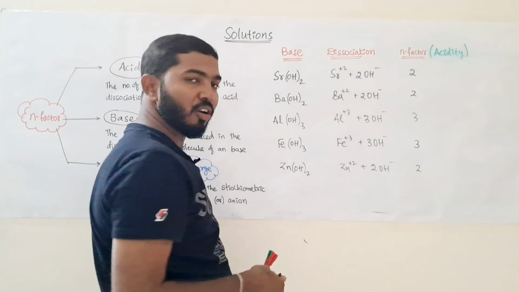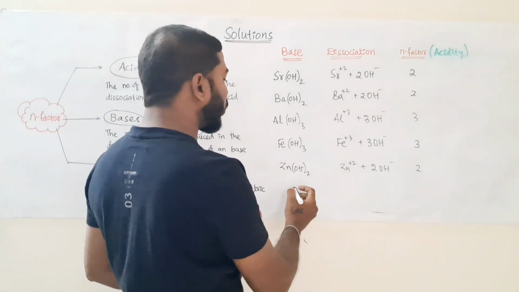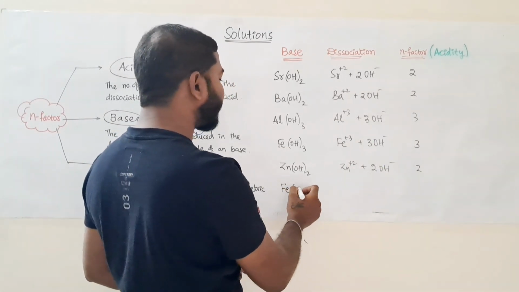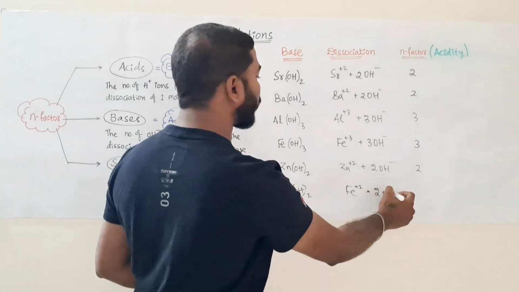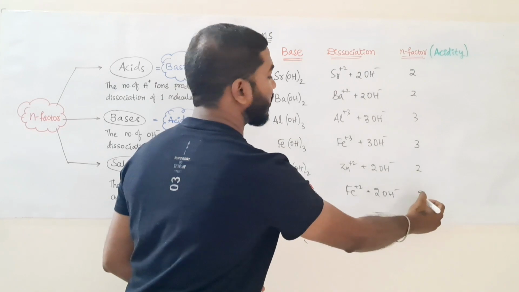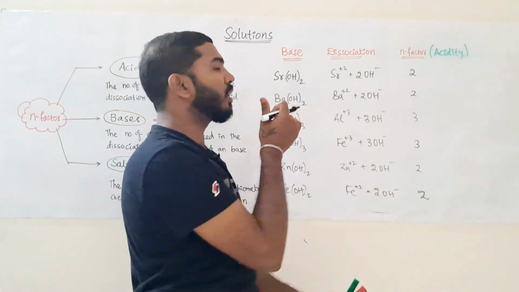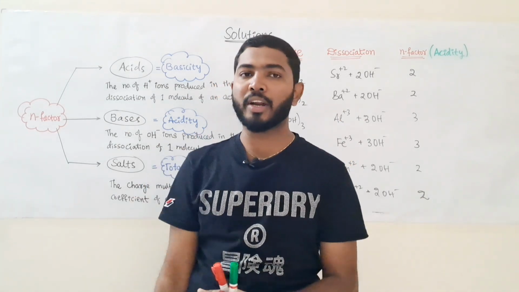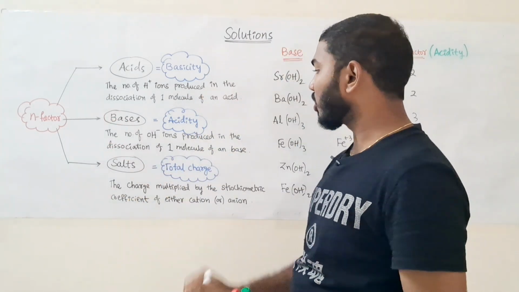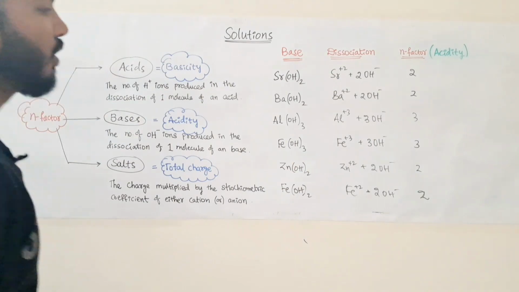And then zinc hydroxide is also going to give us 2 OH minus ions. If you go for ferrous hydroxide, it is going to give us 2 OH minus ions, so its N factor is going to be 2. So this is about the bases and their acidity, and then I'll try to discuss the N factor for salts also. So meanwhile you try to take the screenshot.